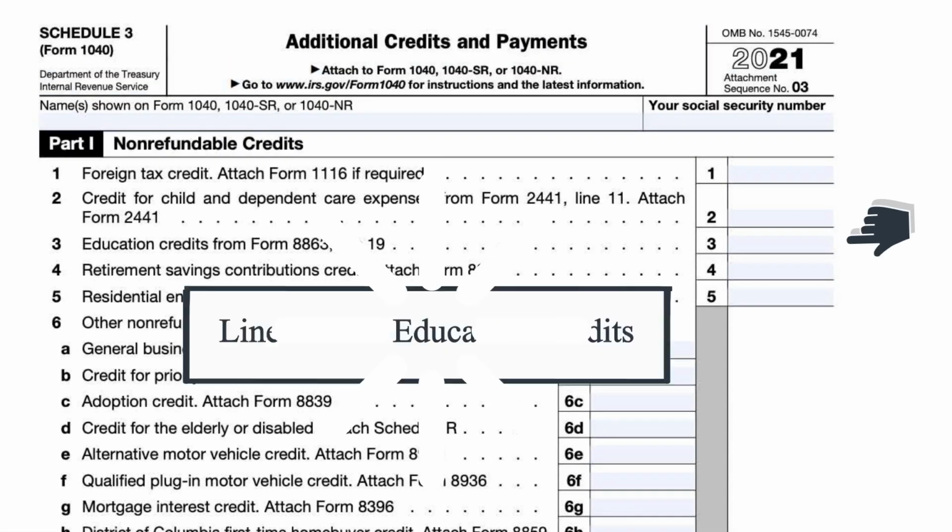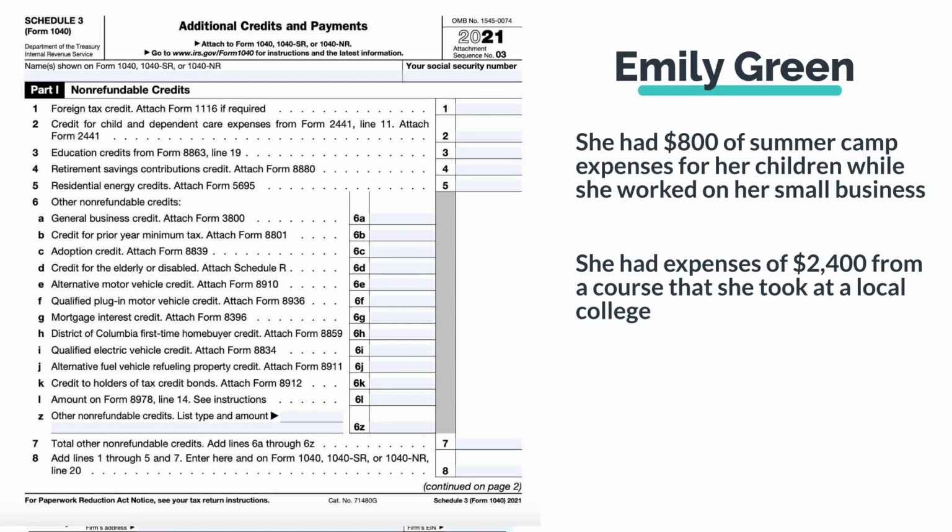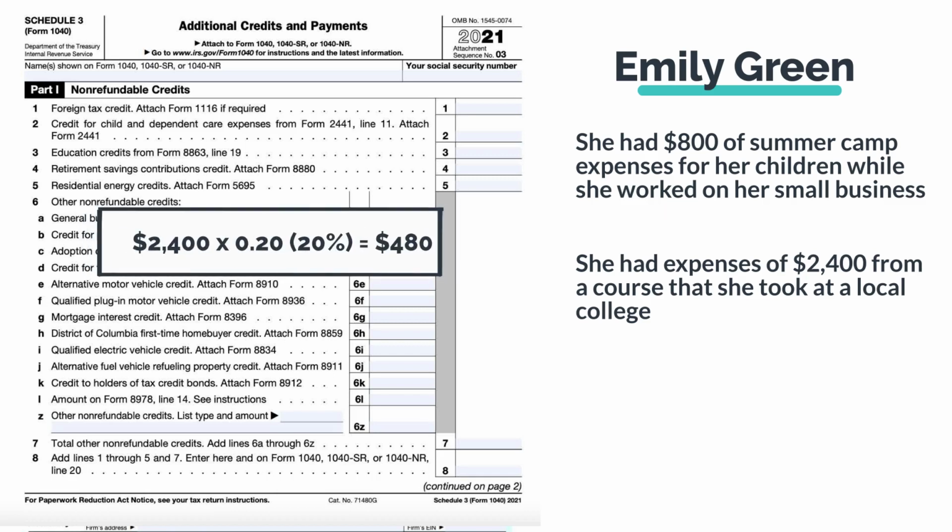For line 3, Emily had expenses of $2,400 from a course that she took at a local college. For the non-refundable Lifetime Learning Credit, 20% of higher education expenses qualify for the credit with a maximum of $2,000. Emily is able to deduct 20% of her college expenses by taking the non-refundable Lifetime Learning Credit. 20% is $480, and this is entered on line 3 of Schedule 3.